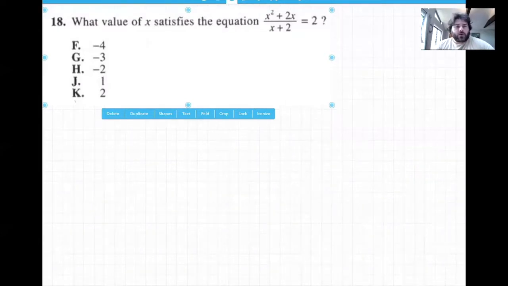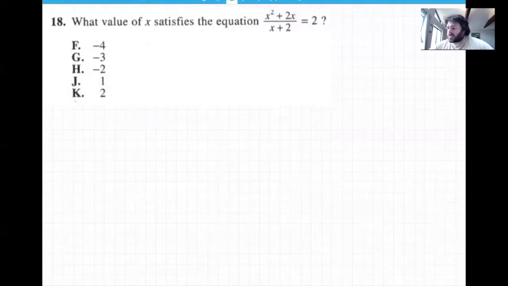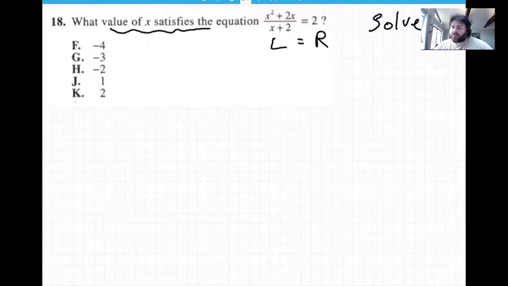All right, so this is asking us to solve the equation. It has this kind of funky wording to it, but it's really just saying solve the equation, right? We've got a left side, an equal sign, and a right side, so it's definitely an equation. And they say what value of x satisfies the equation. That means when you plug it in, it makes it work. It's just asking us to solve.